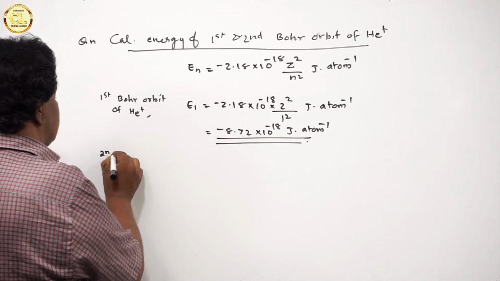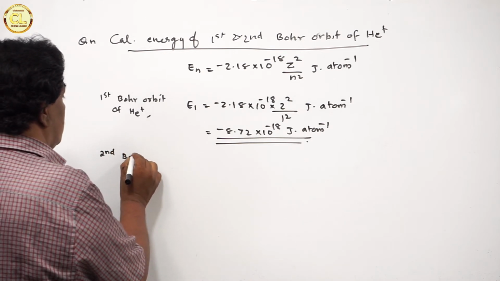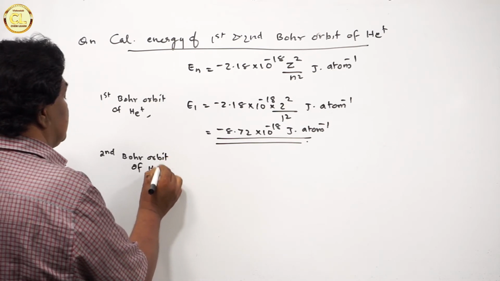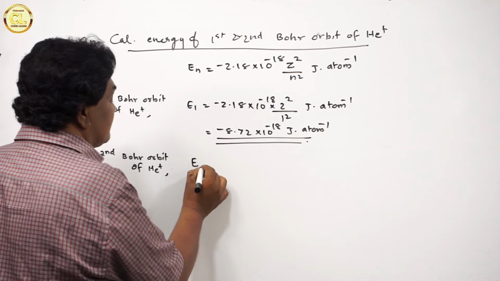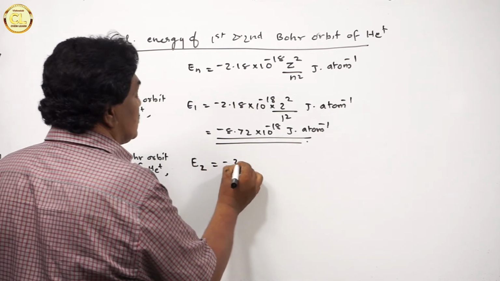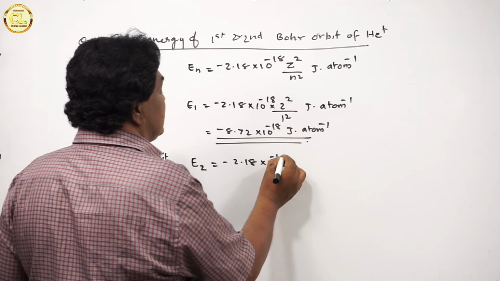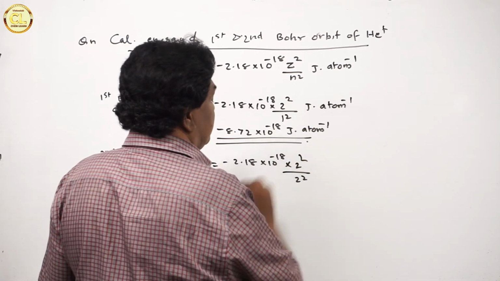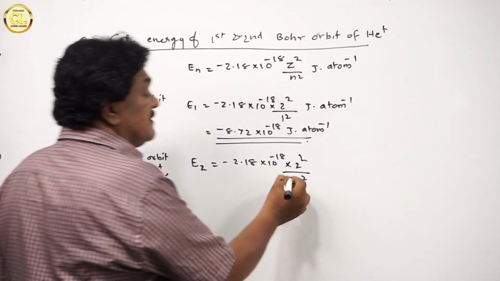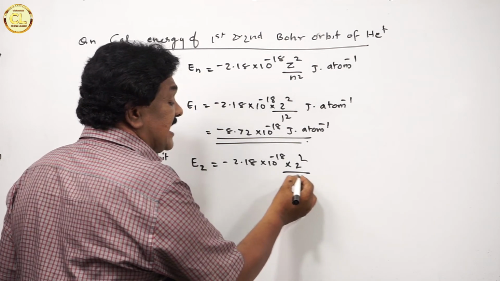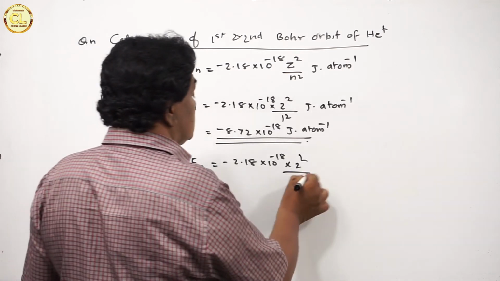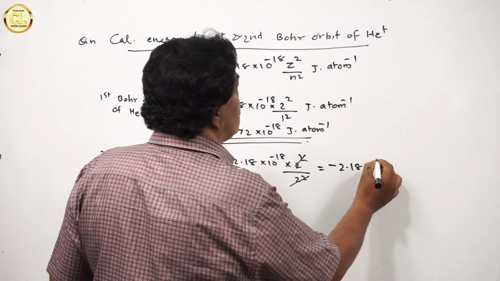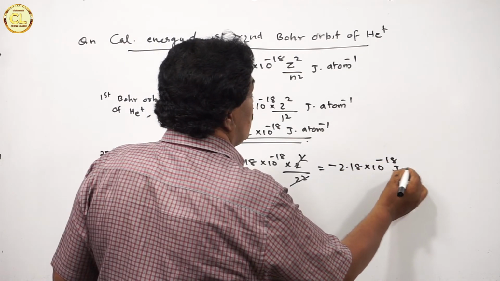For second Bohr orbit of He+, the energy value is expressed as E2 is equal to minus 2.18 into 10 raised to minus 18 into Z is 2 square by 2 square, because the orbit is second, so n is equal to 2. See, 2 square getting cancelled, we get minus 2.18 into 10 raised to minus 18 joule per atom.